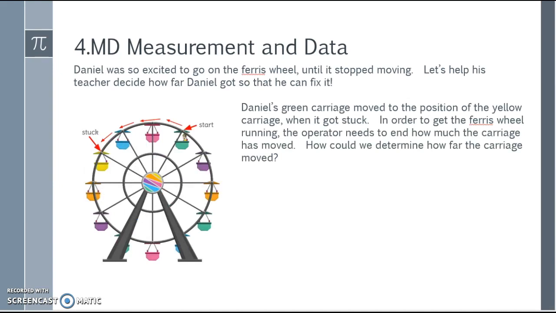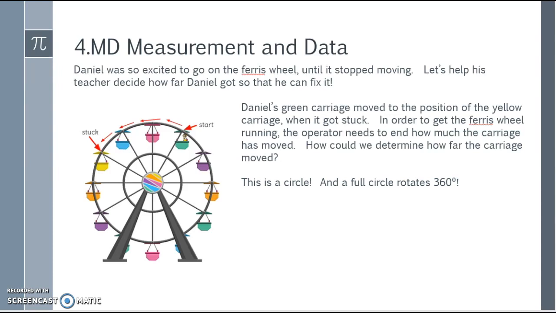Daniel's green carriage moved to the position of the yellow carriage when it got stuck. In order to get the Ferris wheel running, the operator needs to know how much the carriage has moved. How could we determine how far the carriage moved?